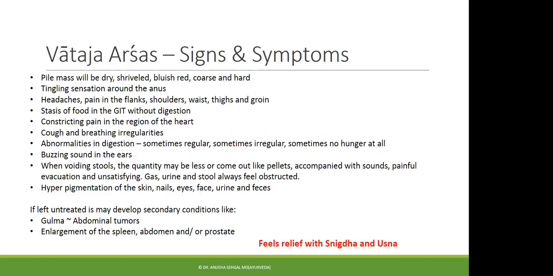And the next is it may also produce enlargement of the spleen, of the abdomen and or the prostate. And Charaka has specifically indicated that the person feels relief with snigdha and ushna substances. So for instance, if you use a warm oil applied on the anal region, then they will feel relief from that, okay? They will feel relief from the pain and some of these symptoms. Okay, so that's the Vātaja type of Arśas.